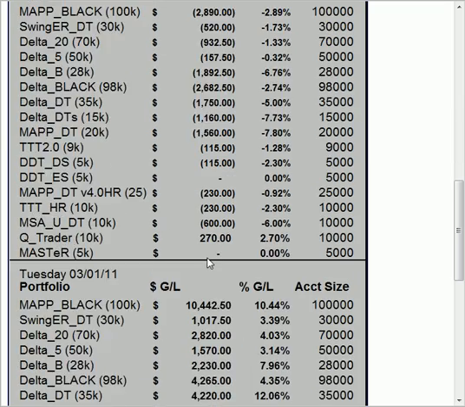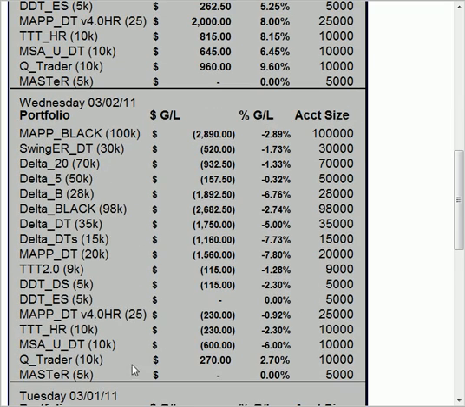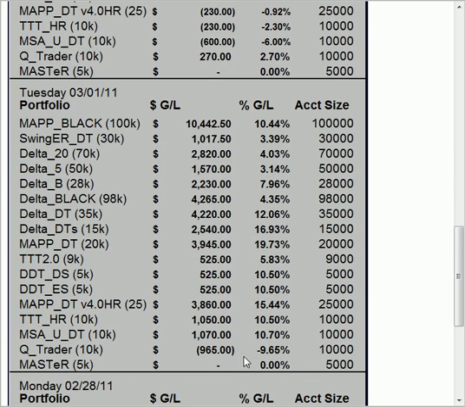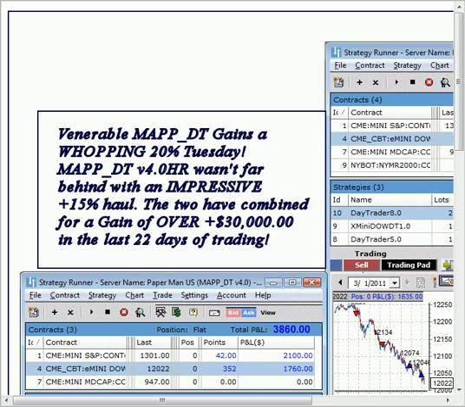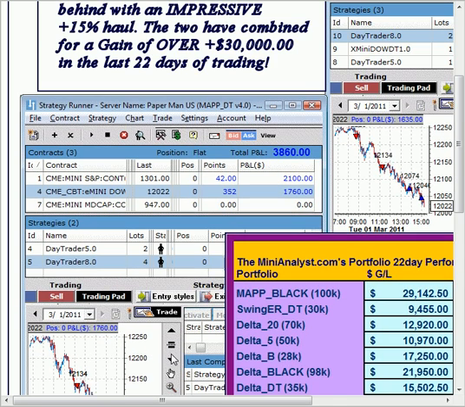There you see Thursday. Wednesday had a bit of a drawdown. The only portfolio that gained was the QTrader, up $270, 2.7%. Tuesday was a banner day, another banner day. I believe this is Tuesday. So here you have the MapDT version 4.0 HR gaining $3,860 yesterday, or on Tuesday.